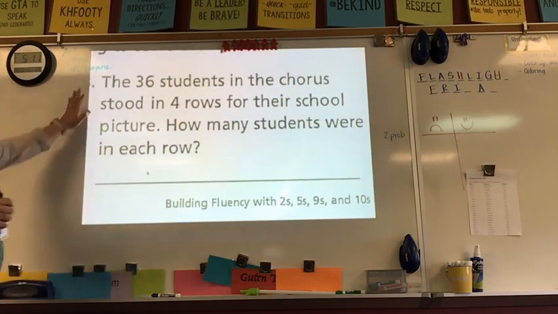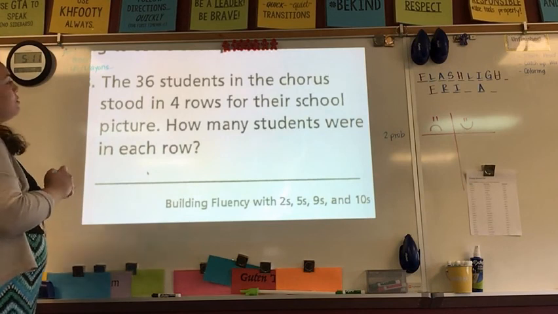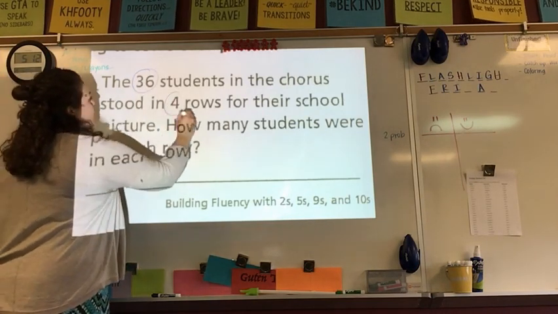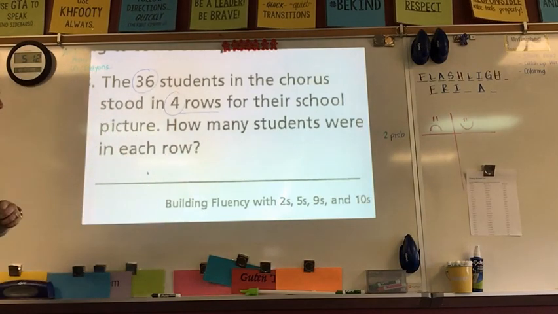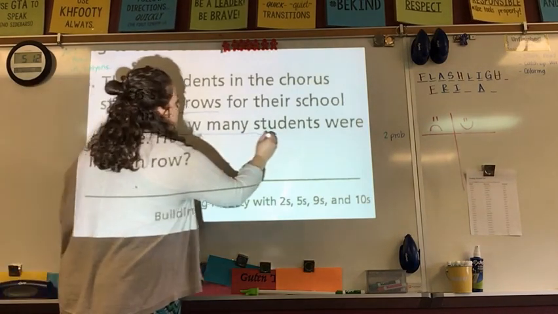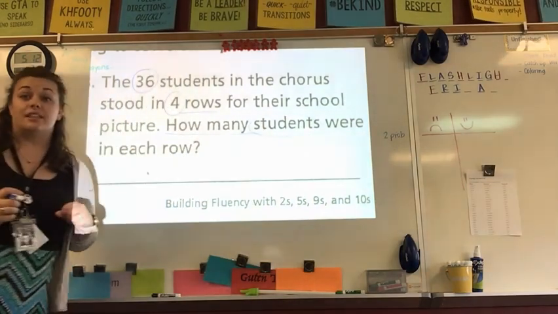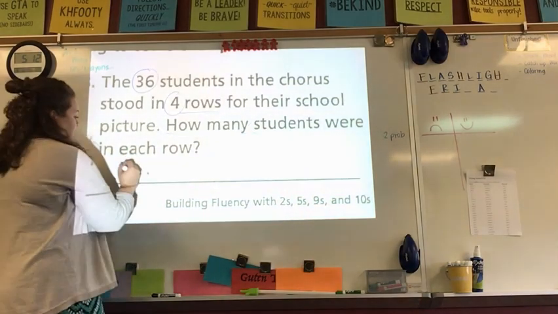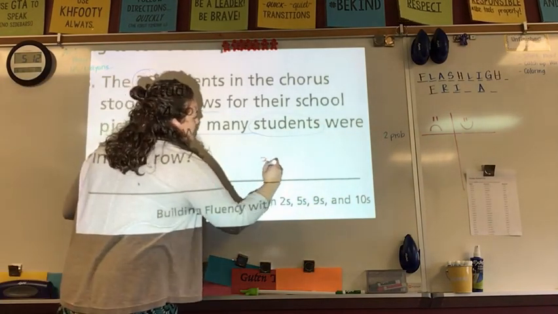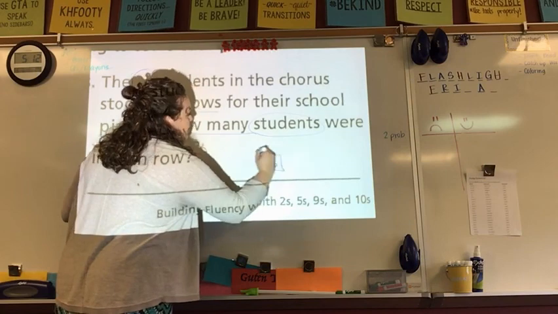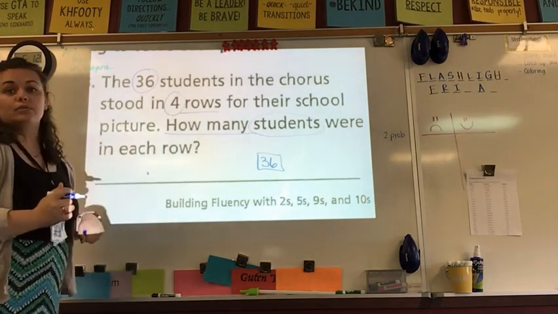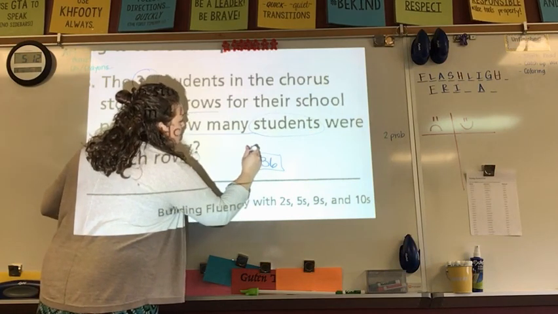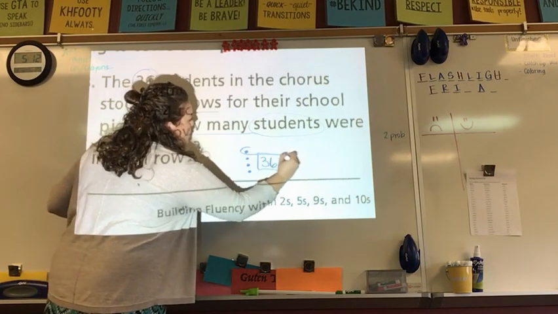The 36 students in the chorus stood in 4 rows for their school picture. So I have 36 total students. They are in 4 rows. How many students were in each row? This is our other type of fast array. If I know my total number of students is 36, I put my total inside. There are 4 rows, so I line up my rows. You are finding the unknown.